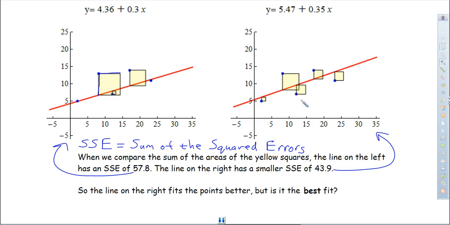But is it the best fit? It could be, I don't know, right? There's a lot of different lines we could draw. I might be able to find another line that had a lower SSE, and that would be a better fit than this one. But could it be the best fit? It could be. I don't know. All I know is that it's the better of these two.